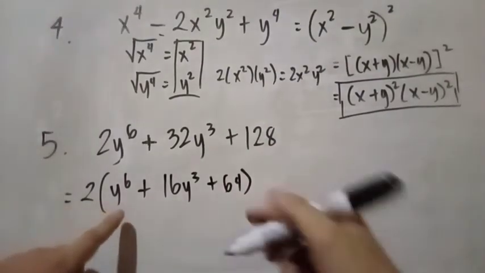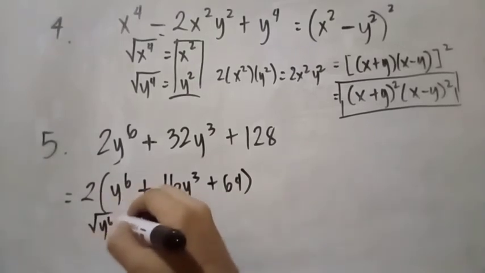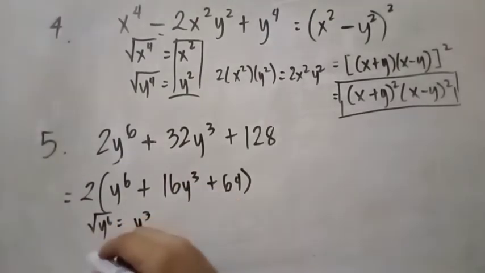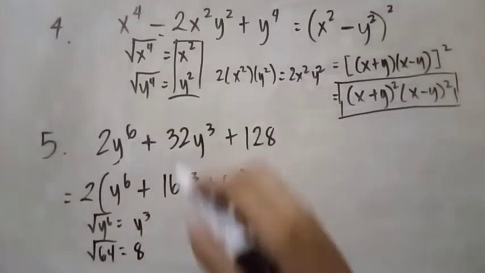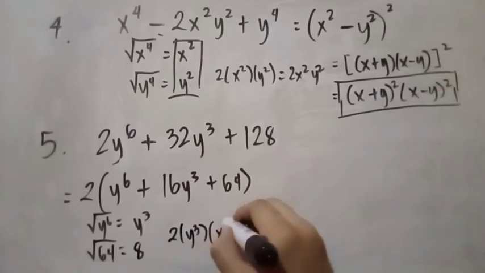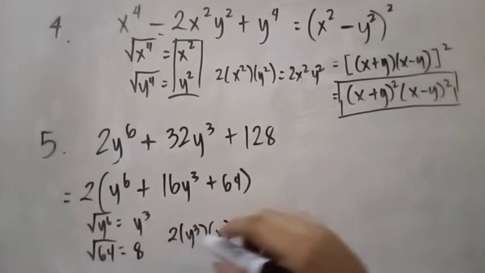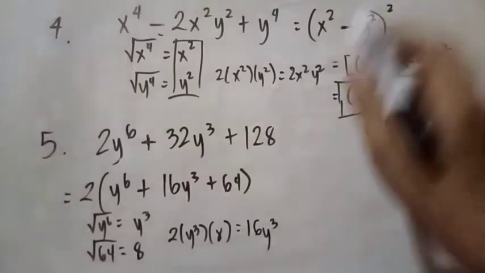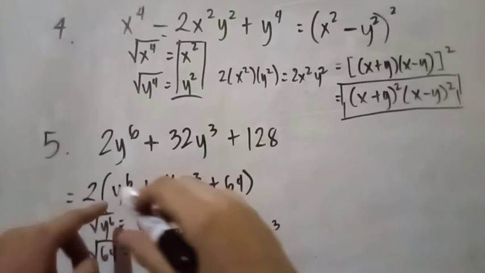Tapos, let's see kung perfect square trinomial ito, no? So, square root of y to the 6th power is y cubed. And then, square root of 64 is 8. Tapos, 2 times y cubed times 8. Ayan po, 2 times the product of these two terms. So, we have 2 times 8, 16y cubed. And, nagmatch siya dito. So, this is a perfect square trinomial.